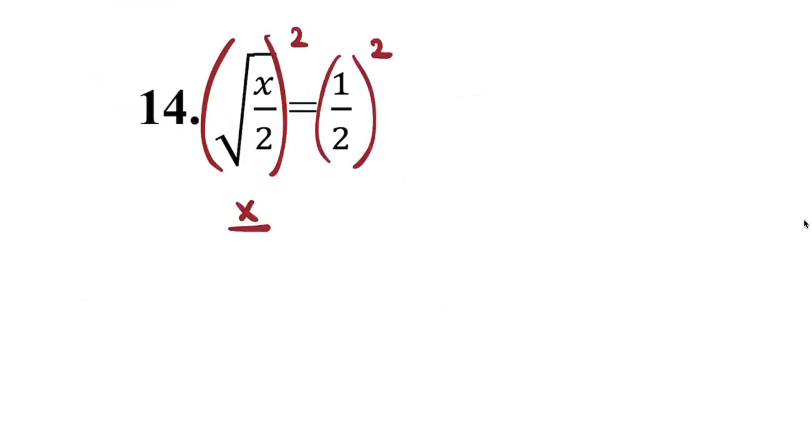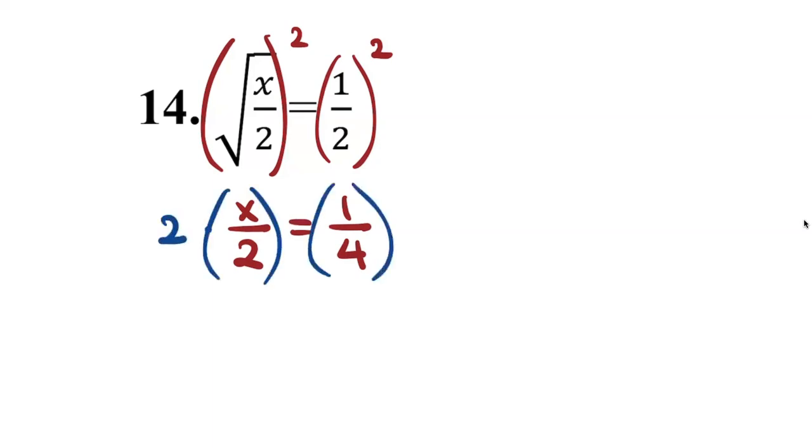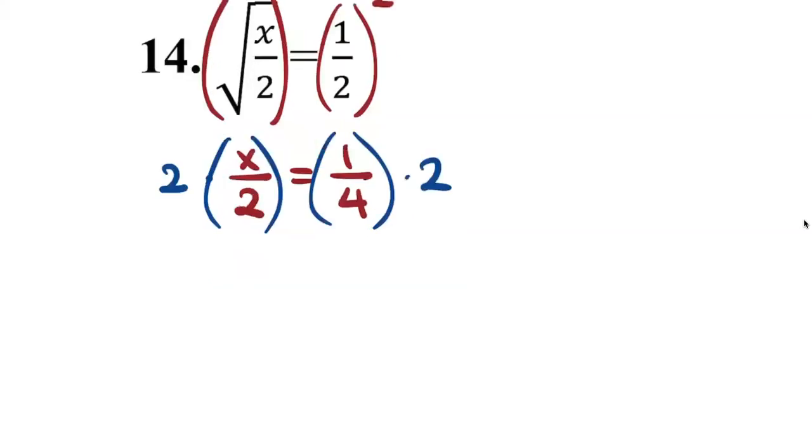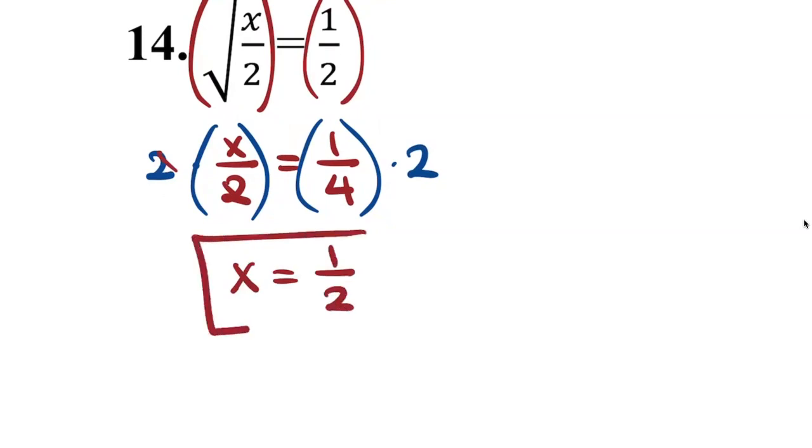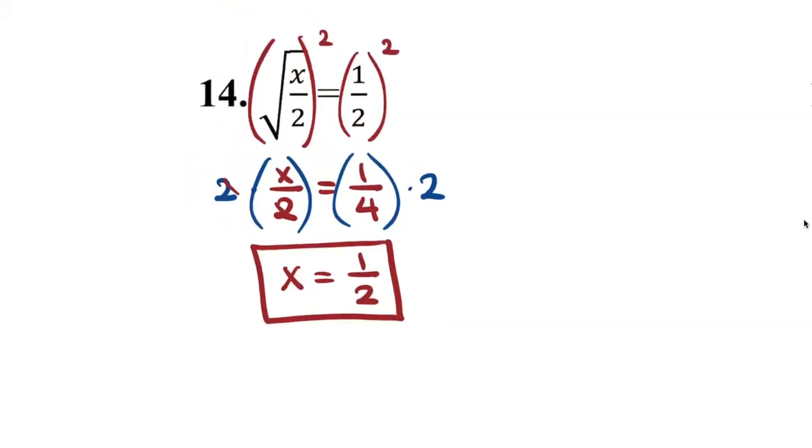And I get x over 2 is equal to 1/2 times 1/2, which is 1/4. Okay, so I'm going to multiply both sides by 2 to solve for x. So I get x is equal to 1 over 2. Okay, and that is it for number 14.